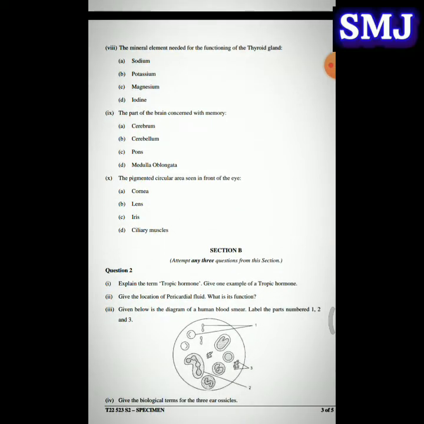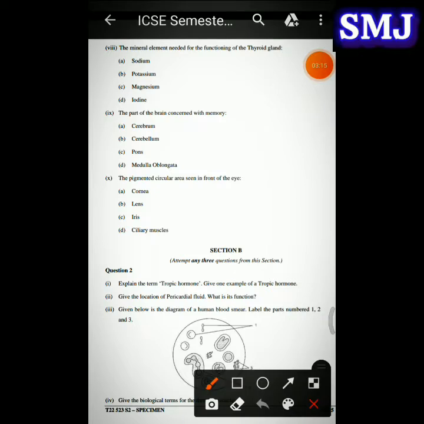Next question. The part of the brain concerned with memory is. So the answer is cerebellum. Next question. The pigmented circular area seen in front of the eye is. The answer is the iris.